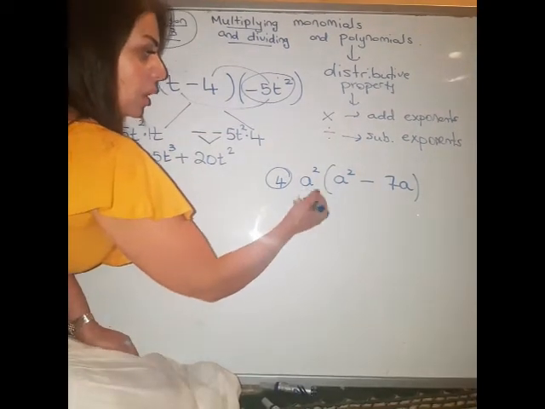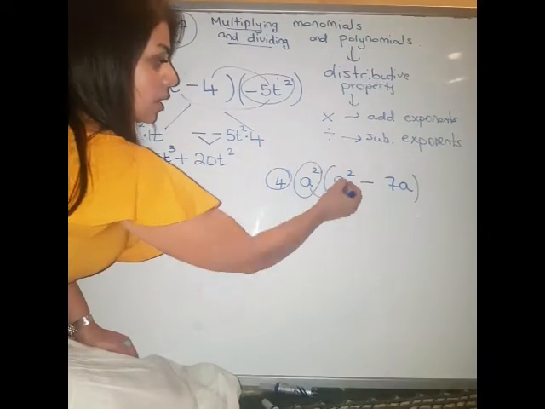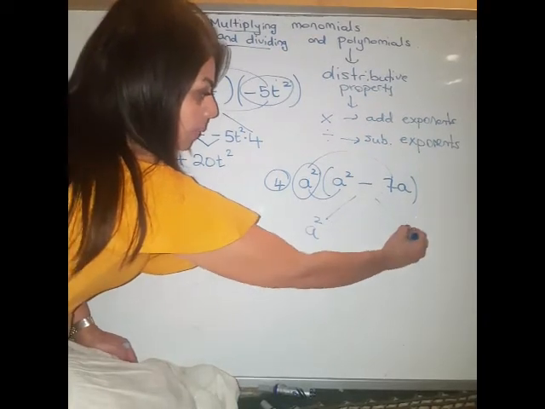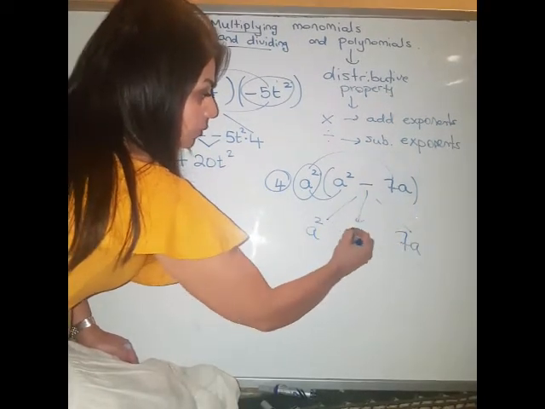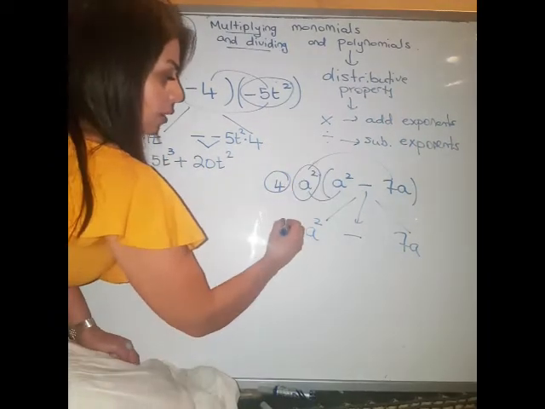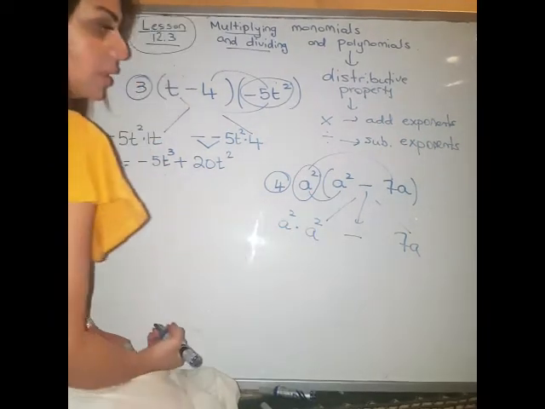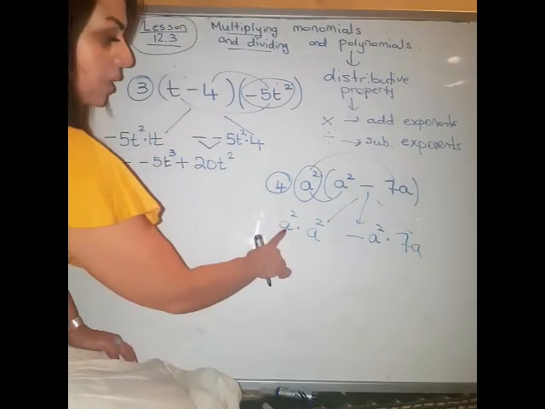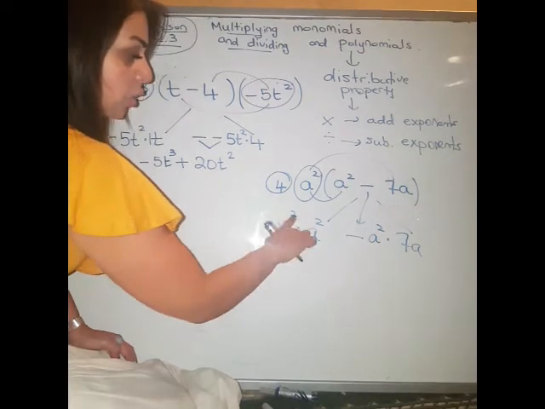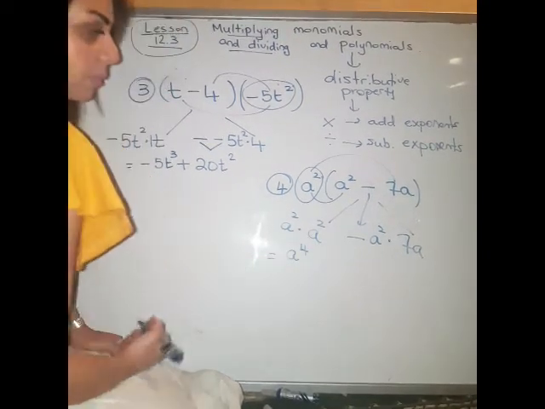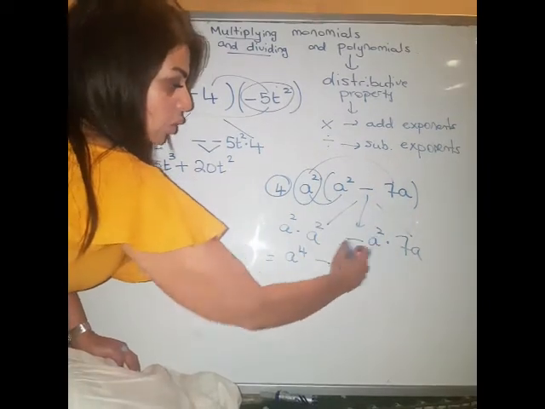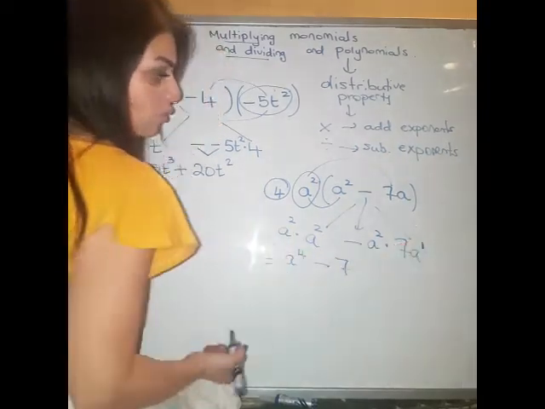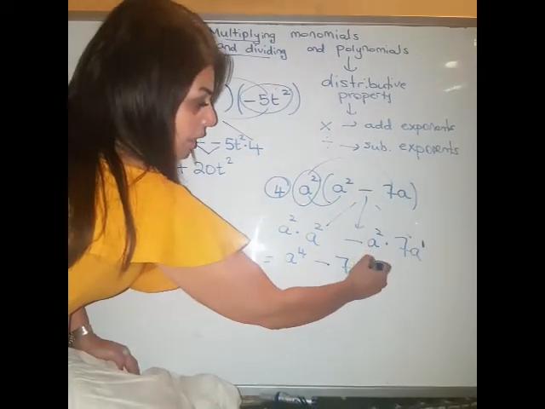Again, here I'm distributing the a to the second into this, into this. Bring down what's in your parentheses. Bring down the sign in the middle. What am I distributing? A to the second. A to the second times a to the second, a to the second times 7a. A to the second and a to the second give me 2 plus 2, a to the fourth. Minus 7, there's no number out there, I bring down the 7. A to the second and a, which is the power of 1, is 2 plus 1, a to the third.